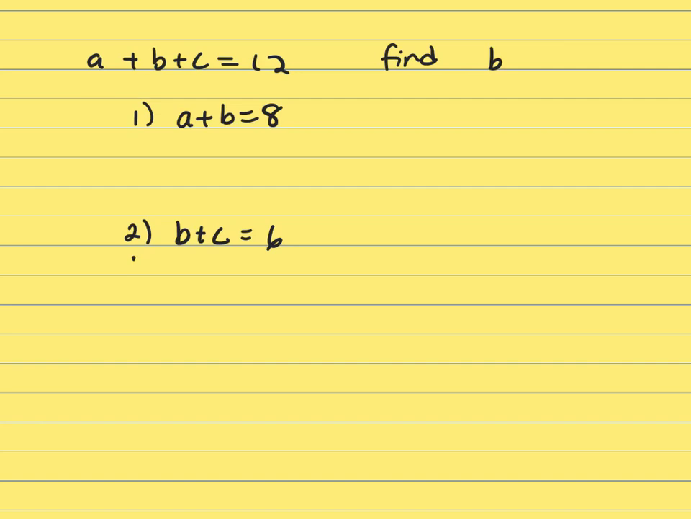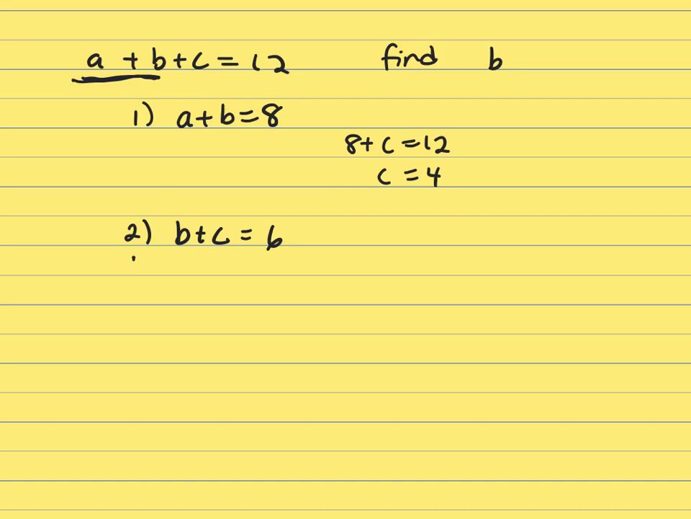We are trying to find the value of b. So look at clue 1. We know that a plus b equals 8, so that value right there is 8. So that's 8 plus c equals 12. We know c is 4, but we don't know what b is because we still have 2 unknowns.